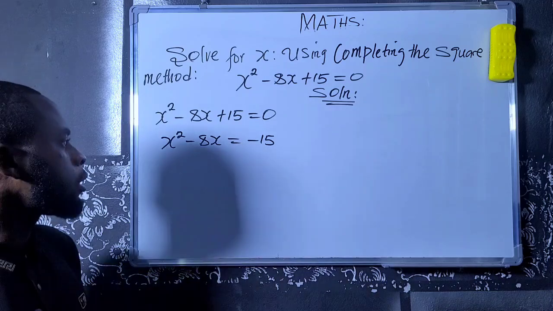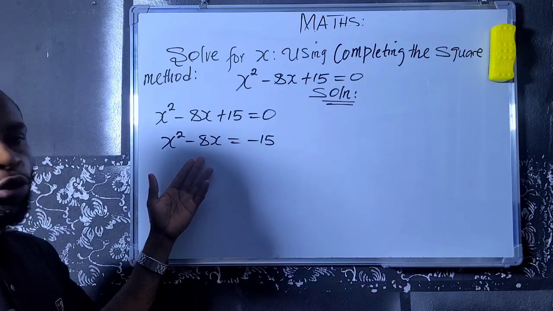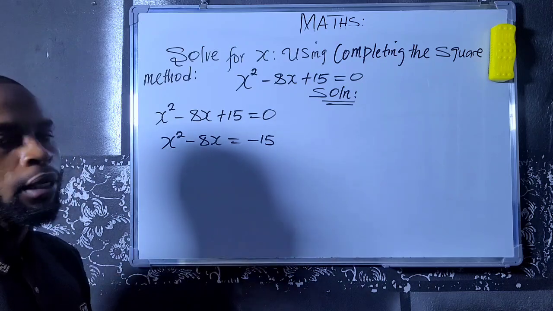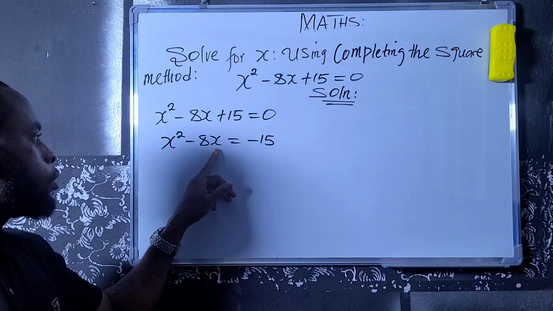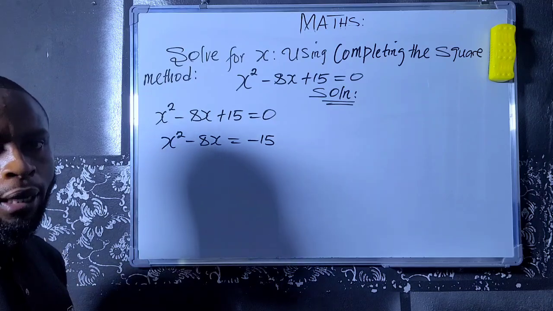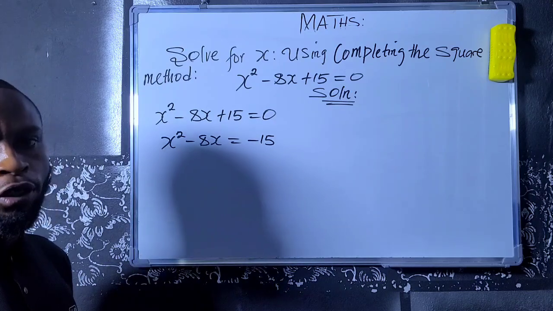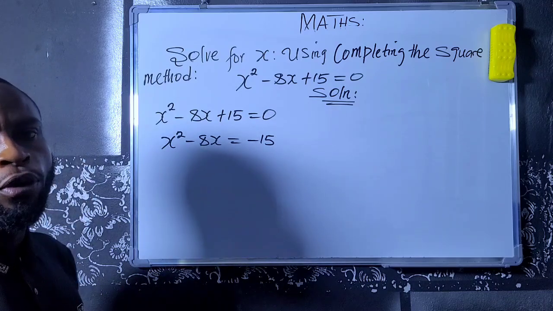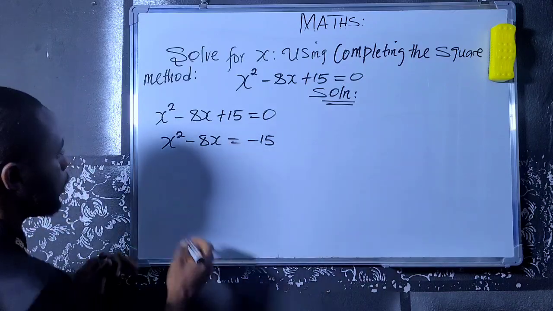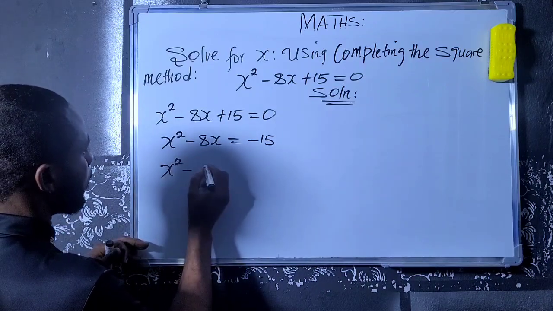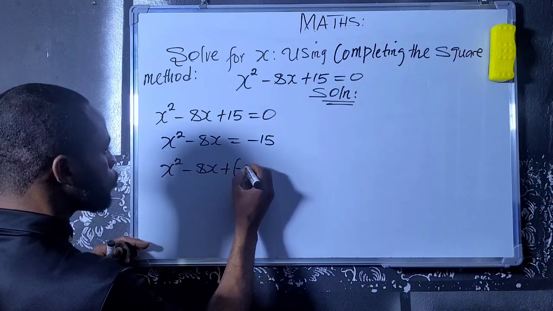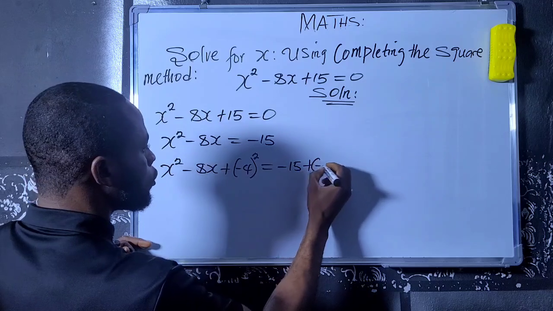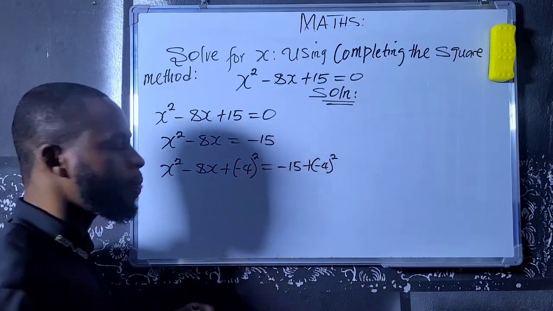Now, the next step is to add half of the coefficient of x, squared, to both sides of the equation. Here, the coefficient of x is minus 8, and half of minus 8 is minus 4. As such, we are going to add minus 4 squared to both sides of the equation, and the equation becomes x squared minus 8x plus minus 4 squared equals minus 15 plus minus 4 squared.